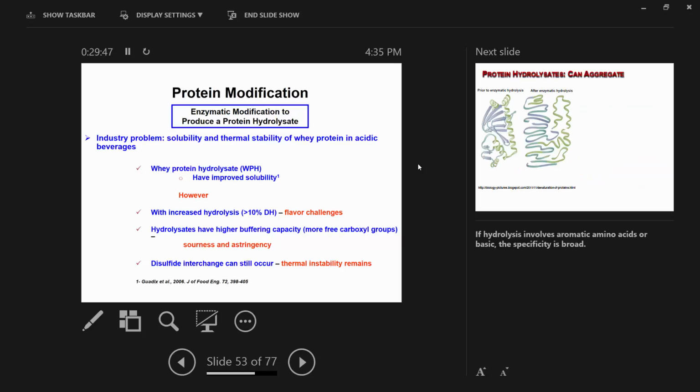Whey protein hydrolysis, in fact, can improve solubility. However, there are issues with the hydrolysate still. You will have flavor challenges, like I told you: bitterness, sourness sometimes, astringency.